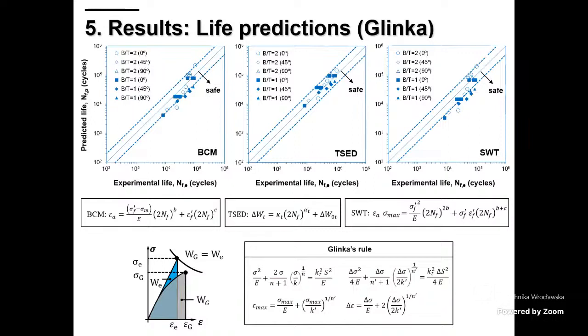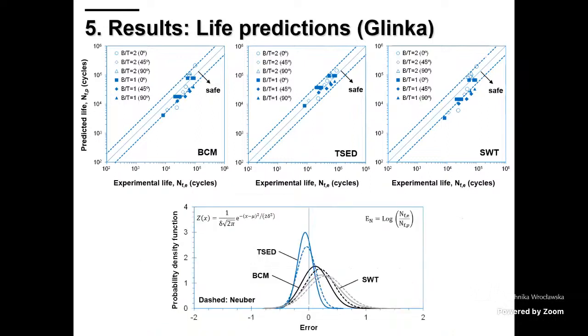So overall, it seems that the behavior is more or less the same, but if we compare the previous results, represented here by the dashed lines, with those obtained by Glinka's approach, we can see that it is a little bit more accurate. The average error is close to 0 and the standard deviation decreased a little bit, which is good.